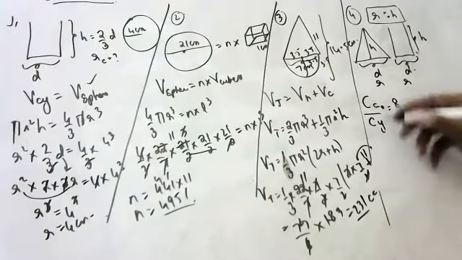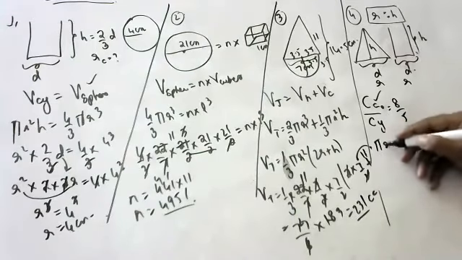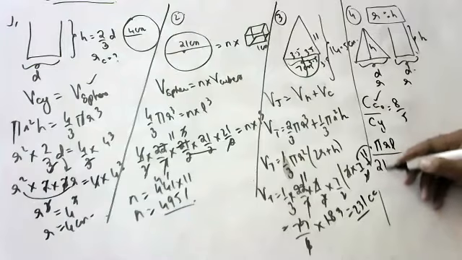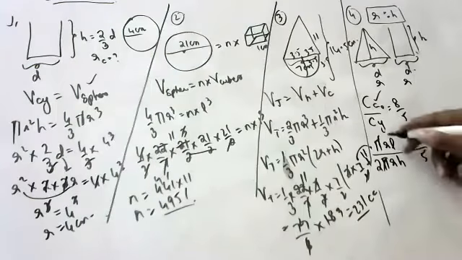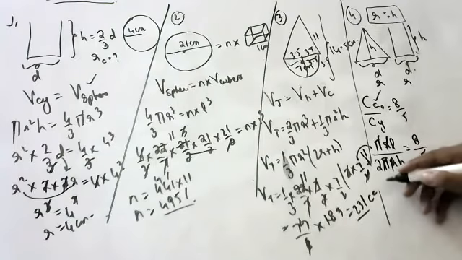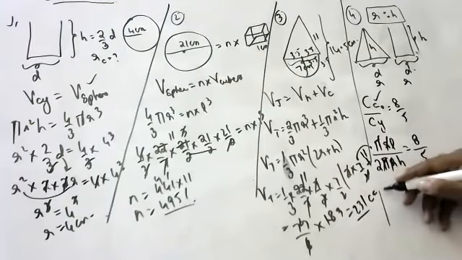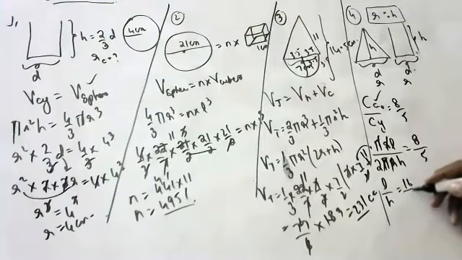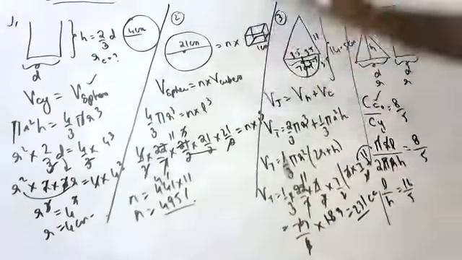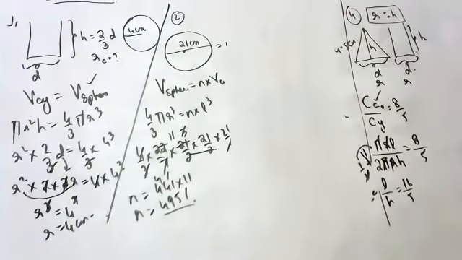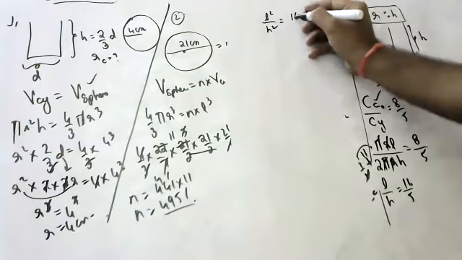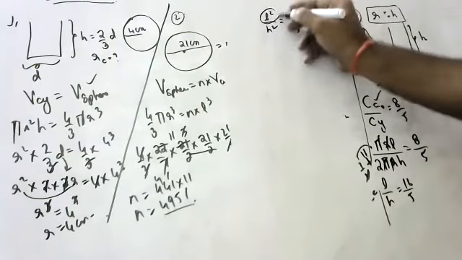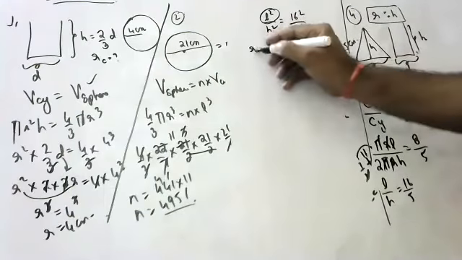CSA of cone is pi r l. Pi r l by 2 pi r h is equal to 8 by 5. Pi cancels, r cancels. Now 2 will go here. l by h is equal to 16 by 5. Let's do squaring on both sides. l square by h square is equal to 16 square by 5 square. Can you tell me what is l square in the cone's formula?